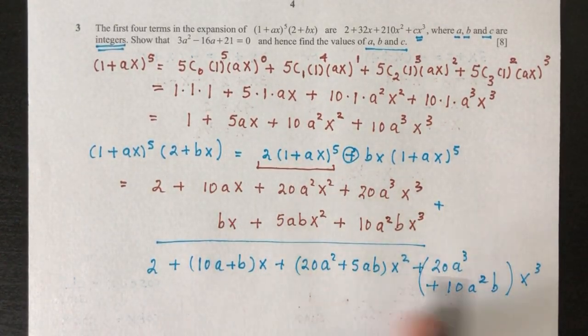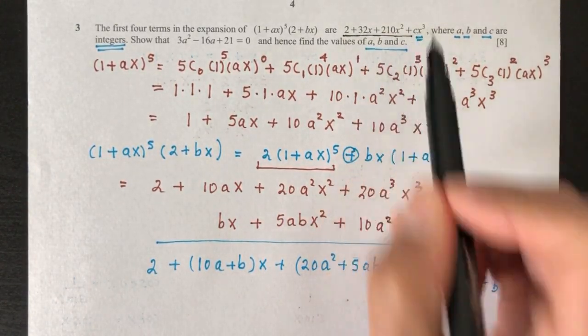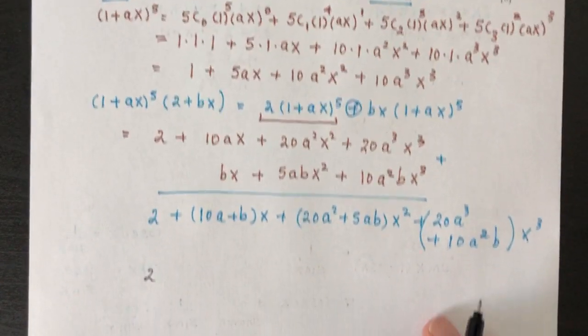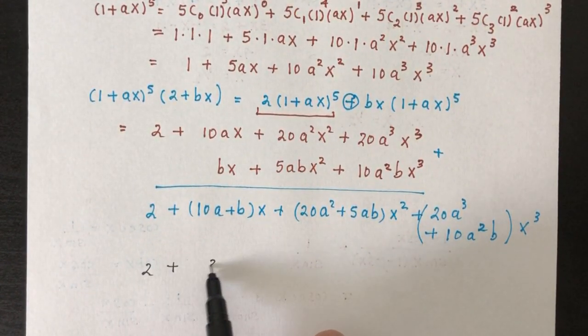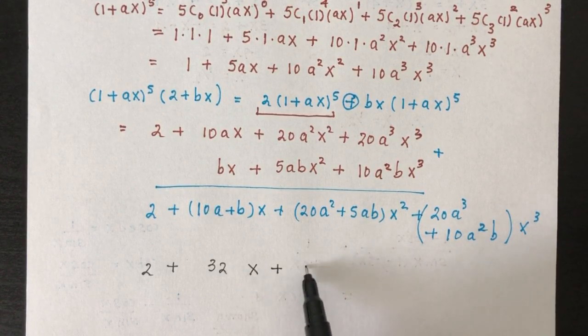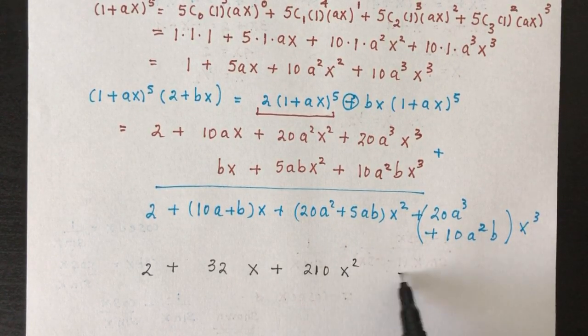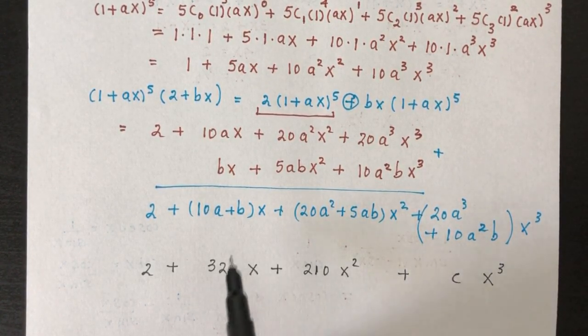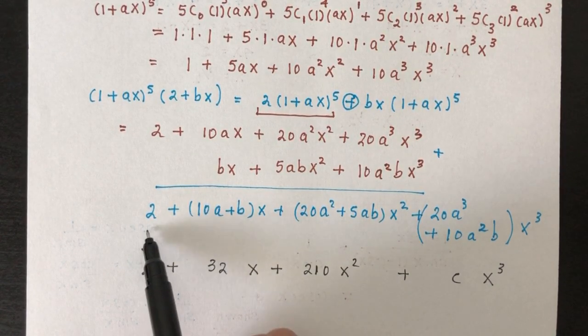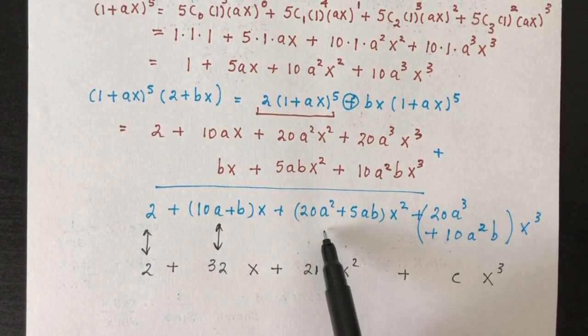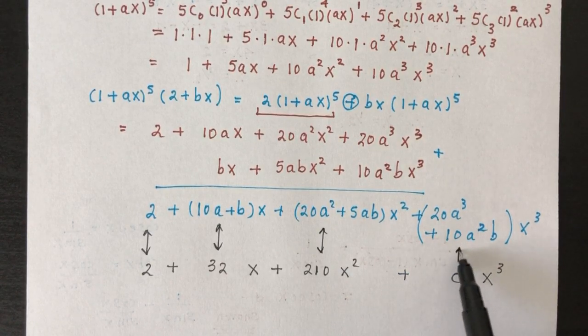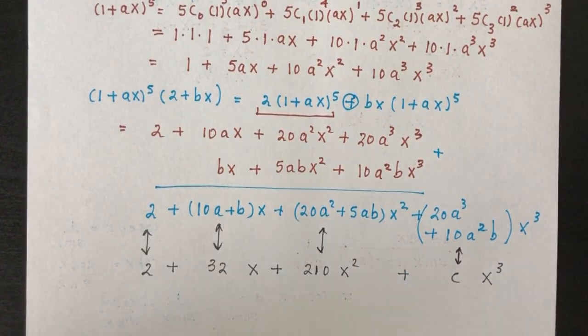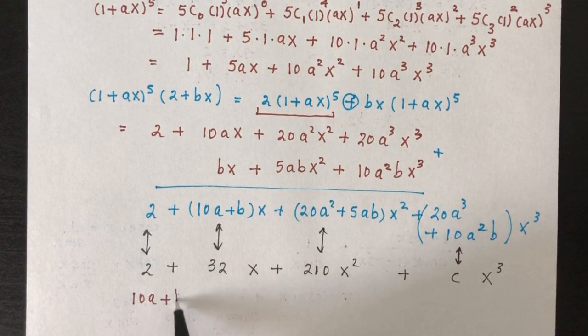So as you have seen, this is supposed to give you this equation, which is 2 plus 32x plus 210x² plus cx³. So now we have to compare the coefficients. So this is 2, this is this, this is this, and this is this. So for this first equation we have 10a plus b is equal to 32. This is equation number 1.